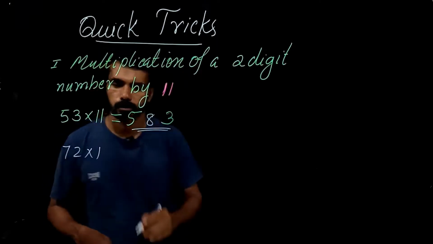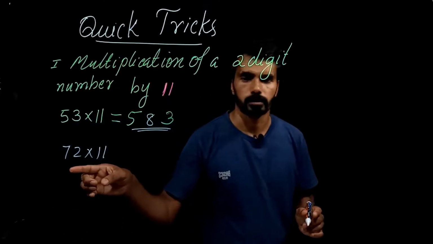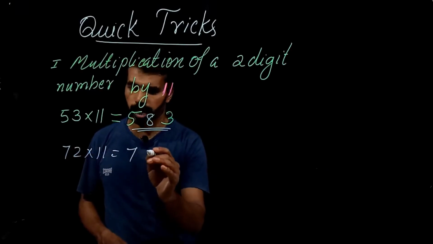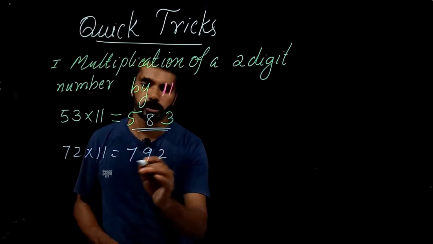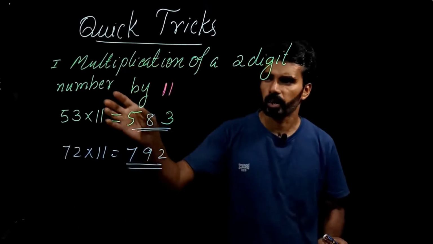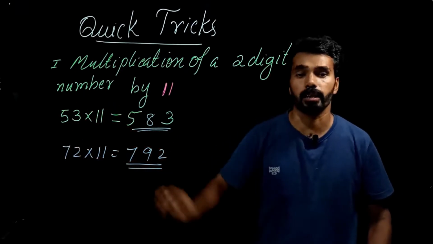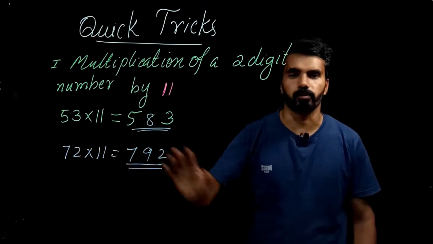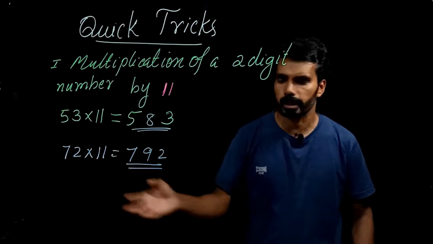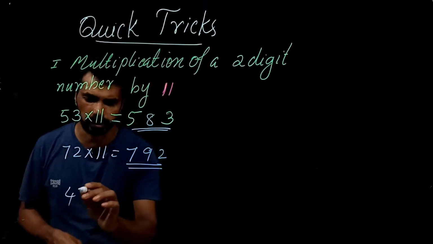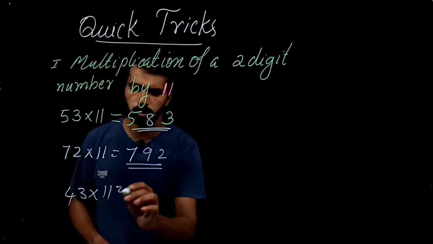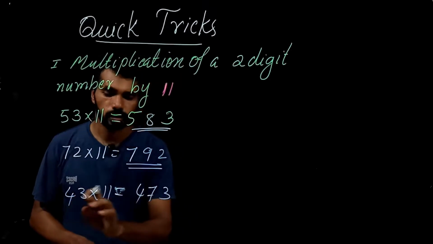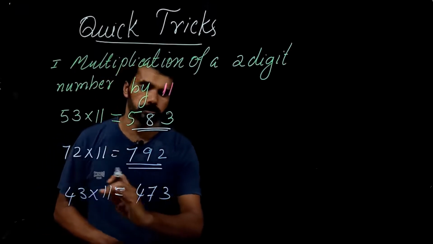Let us check another one. 72 into 11. That is simple. Start with 7, end with 2. 7 plus 2 is 9. So 792. Very simple. If you do it in the conventional method, it will take 3 or 4 steps and time also. So here we get it very fast and quick. Let us consider one more. 43 into 11. So 4, then 7, then 3. 4 plus 3 is 7. So 473.